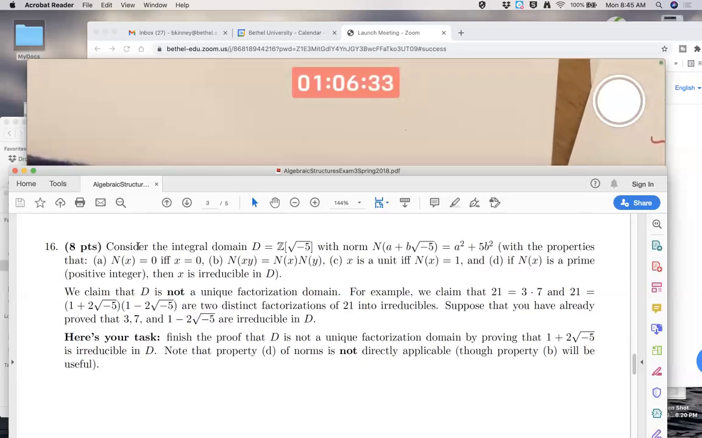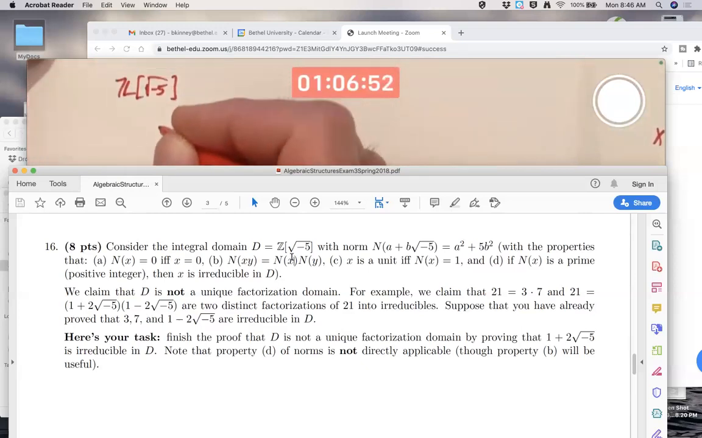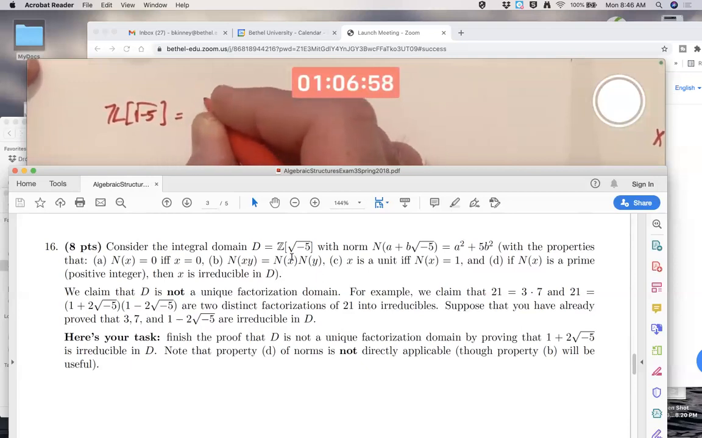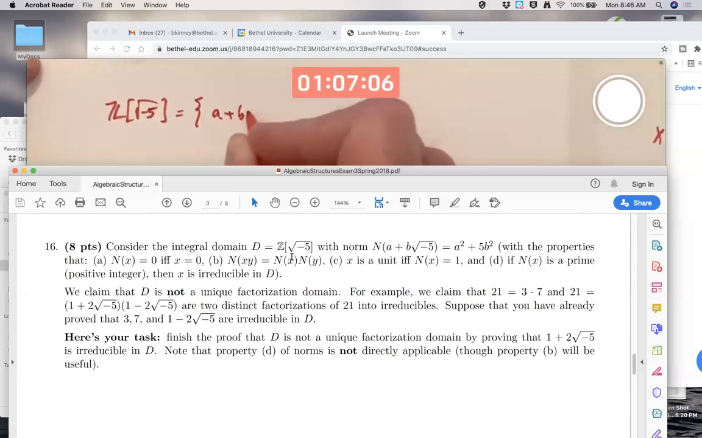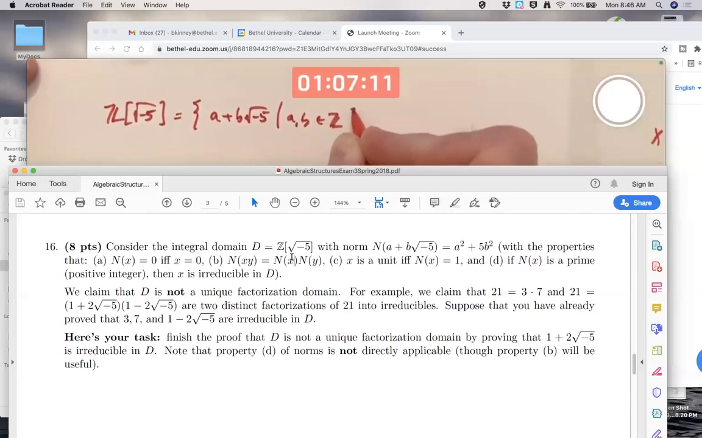What's this problem about? I said, consider the integral domain D is Z square root of -5. Well, what is Z square root of -5? Well, it is a ring. And what this notation is meant to imply is that it is all numbers of the form a plus b root -5, as a and b vary over the integers.